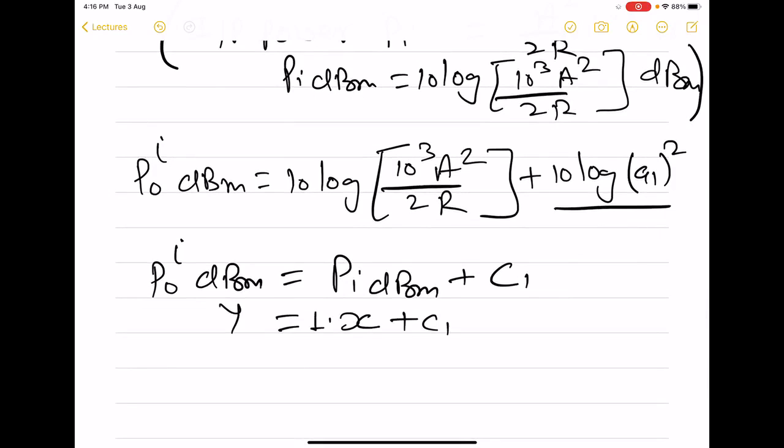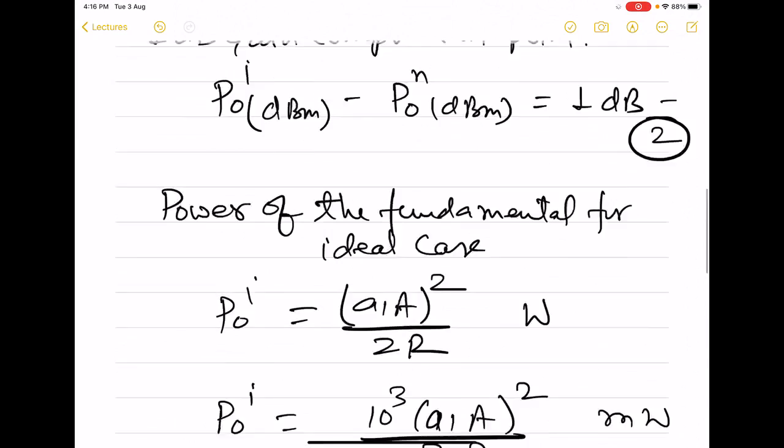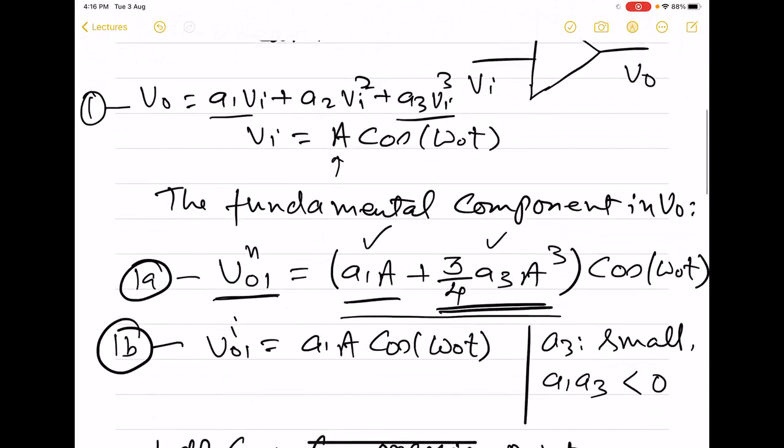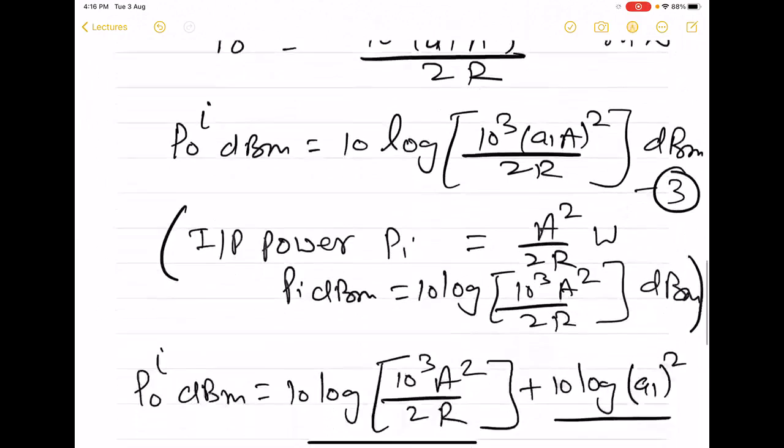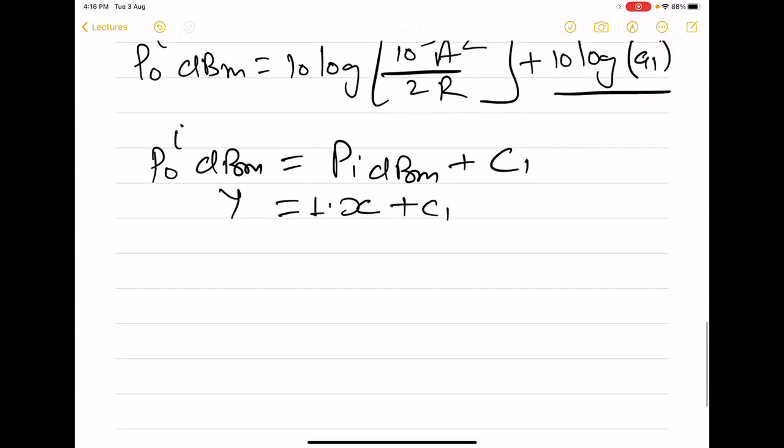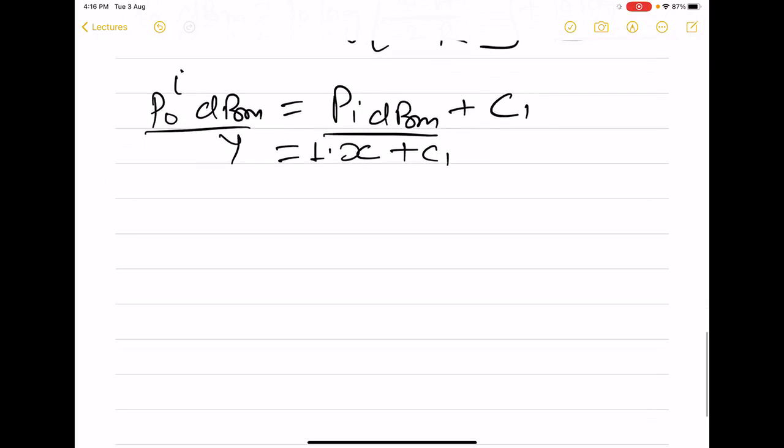So it was pointed out that as the amplitude of the input increases, the amplitude of the fundamental for nonlinear will reduce because of this cubic term. So first we want to know what will be the growth of the fundamental with respect to input for the ideal case. So this is how the ideal output power will vary with the input.